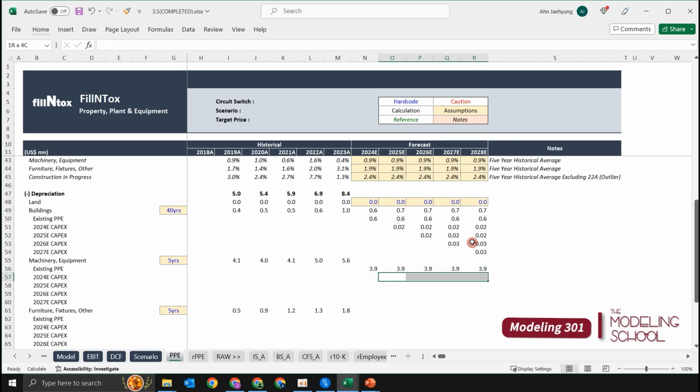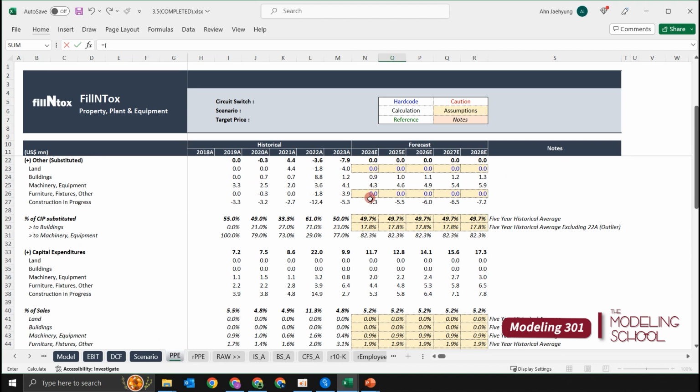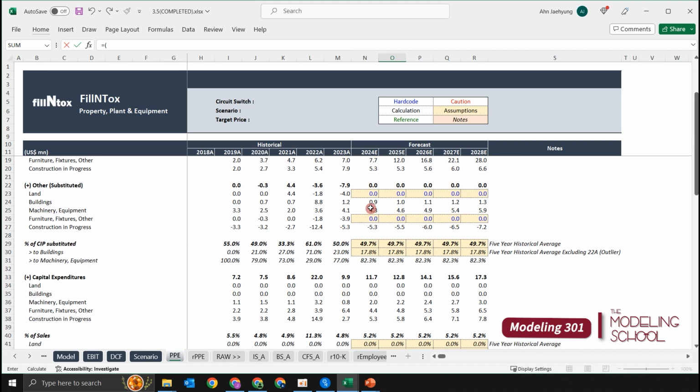But here, since the formula is a little bit complicated and we want to be a little bit more efficient, let's first make one formula. So 2025 depreciation would be from 2024 others, F4, plus 2024 capital expenditures, F4.